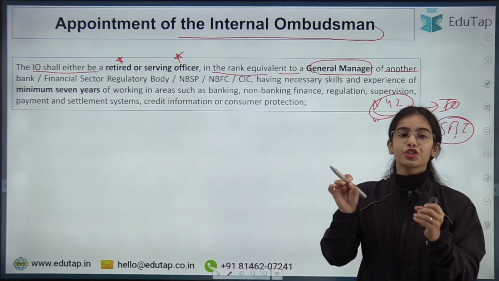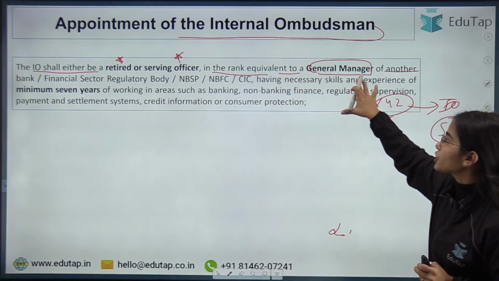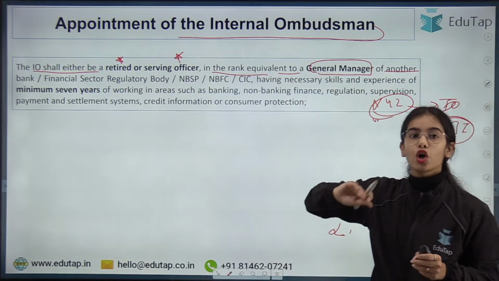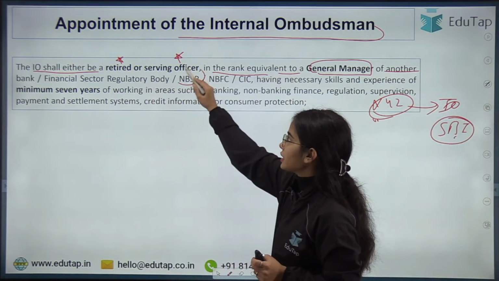So internal ombudsman shall either be a retired or serving officer in the rank equivalent to a general manager of another bank or another financial sector regulatory body or another NBSP.